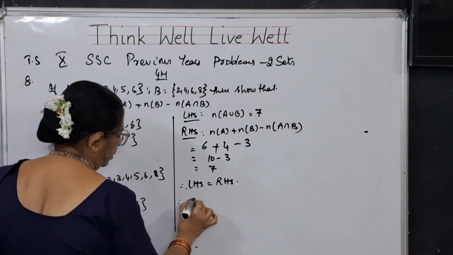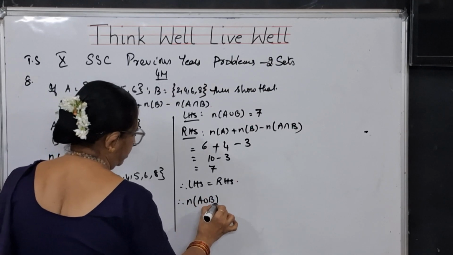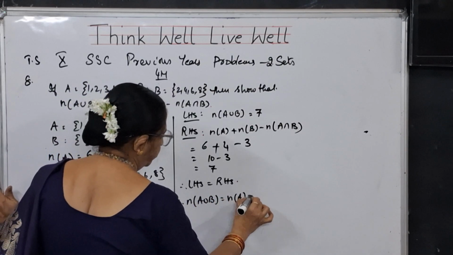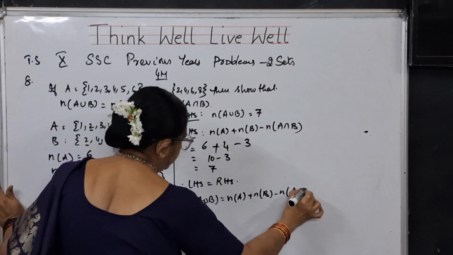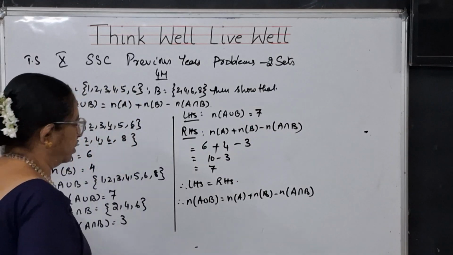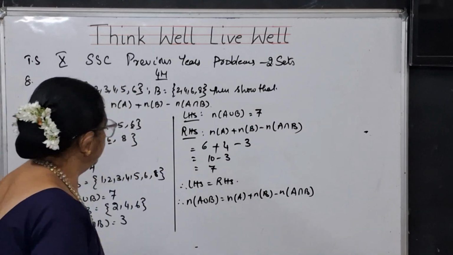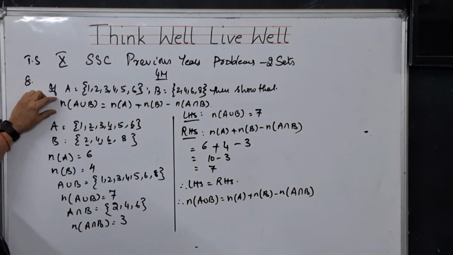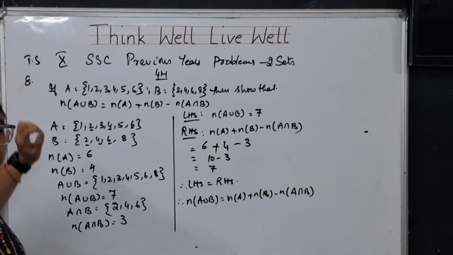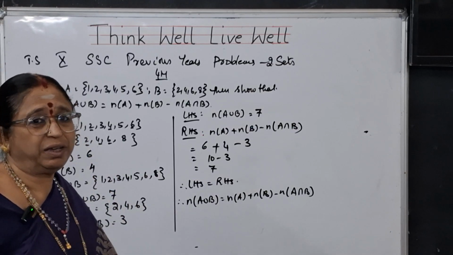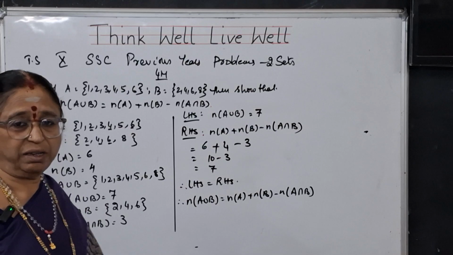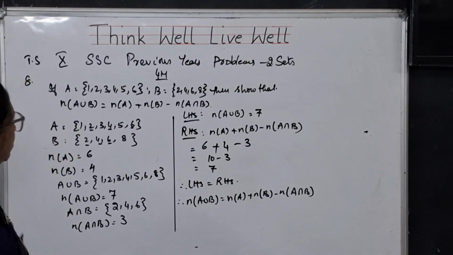Therefore, LHS is equal to RHS. So what you can say? n of A union B is equal to n of A plus n of B minus n of A intersection B. So this is the proof for this, children. This property actually is not given in your textbook. A small hint is given, but totally it is not given. But in SSC, they have asked. This is a recent last year question, children, in the SSC question paper. Write down.